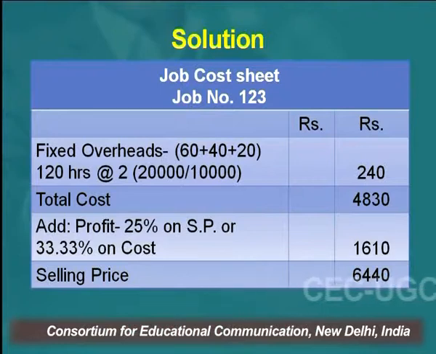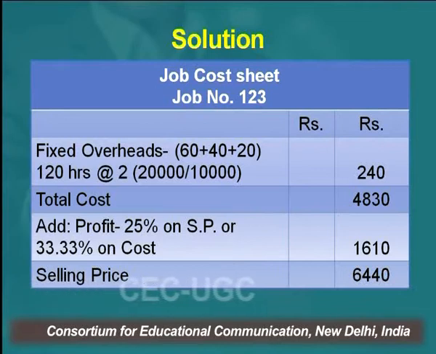And this question also says that the profit should be 25% on the selling price which you quote. The moment I say 25% profit on selling price, your quotation price, what it means is, if you calculate it arithmetically, it will come to be 33 and 1/3% on the cost, right.